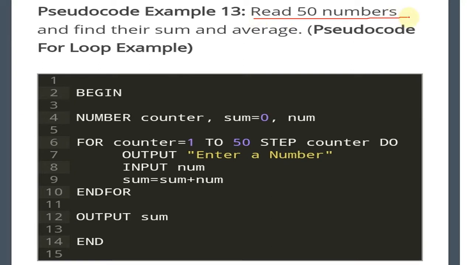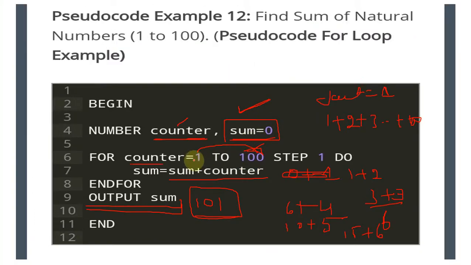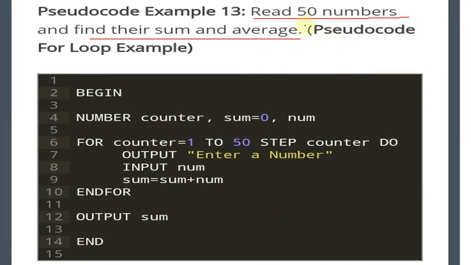Similarly, read 50 numbers and find their sum and average. Here in the previous example the numbers are fixed, meaning the counter value varies from 1, 2, 3, 4, 5, 6, up to 100. But here we can't say that. Read 50 different numbers and find their sum. So here we will set the loop counter value from 1 to 50, with step 1, and do: enter a number.